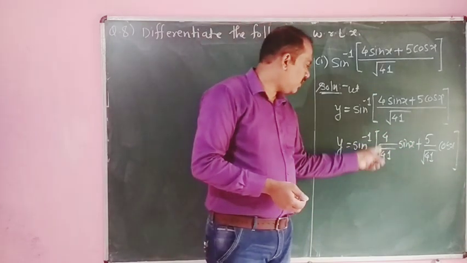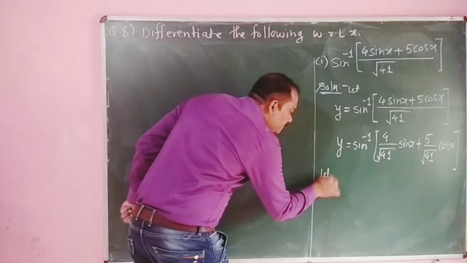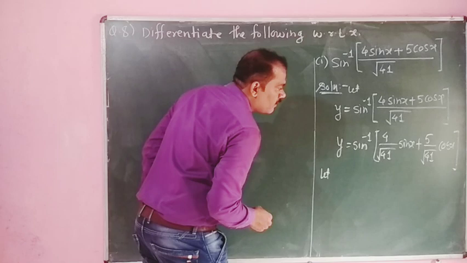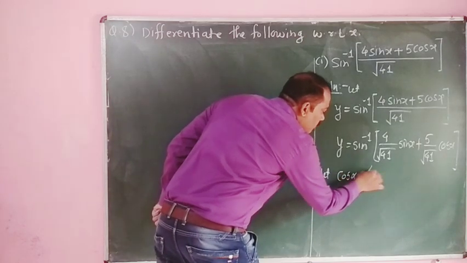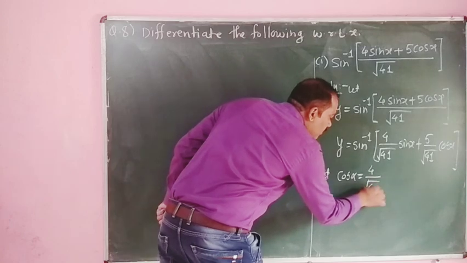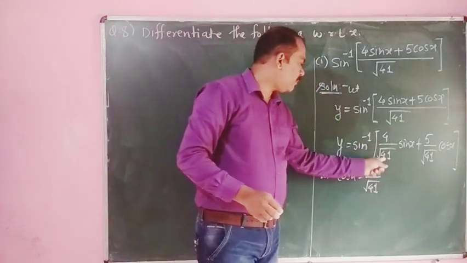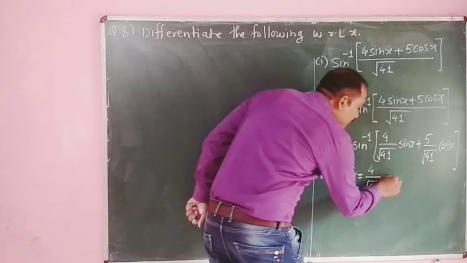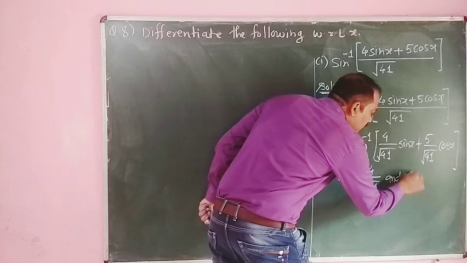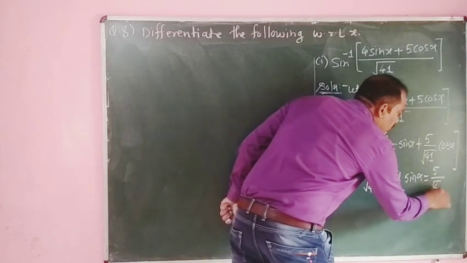So that 4 upon root 41, we have to assume its value. Let cos alpha is equal to 4 divided by under square root of 41. We have to assume the value of this 4 upon root of 41 is equal to cos alpha, and sin alpha is equal to 5 upon root of 41.